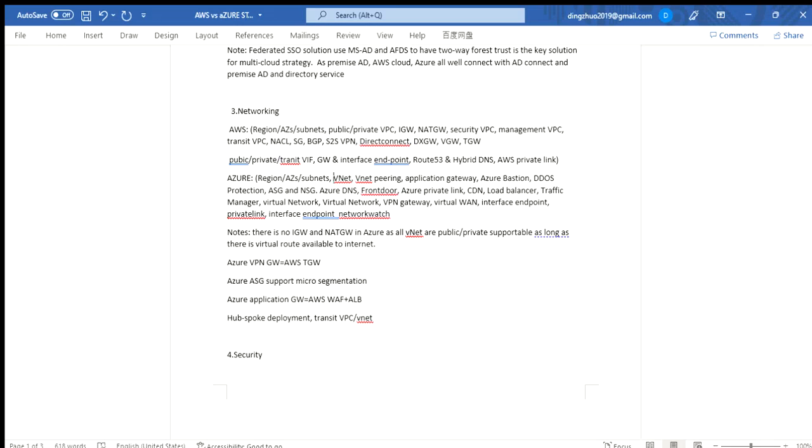Also, there are some other parts that are different, such as virtual WAN in Azure, which is SD-WAN. They are similar to the transit gateway plus the VPC inspection, security VPC inspections, or the security attachment within the VPCs. So this is a similar product and similar setup. Now this is the network part.